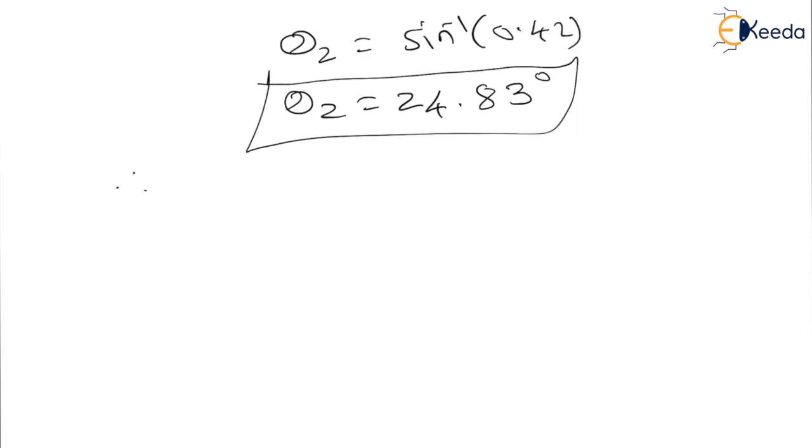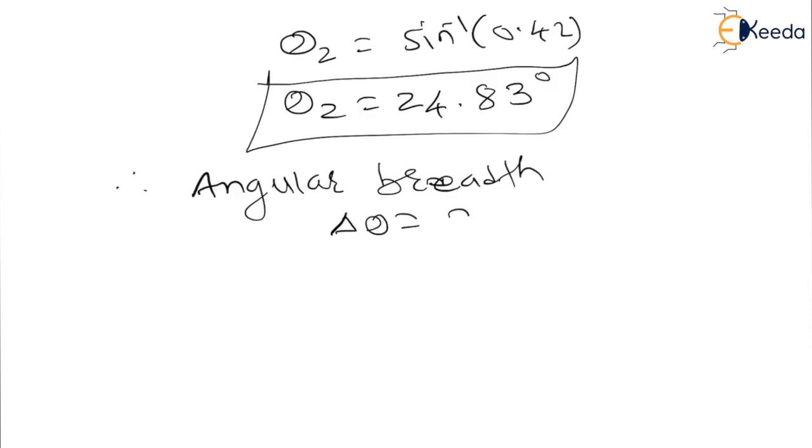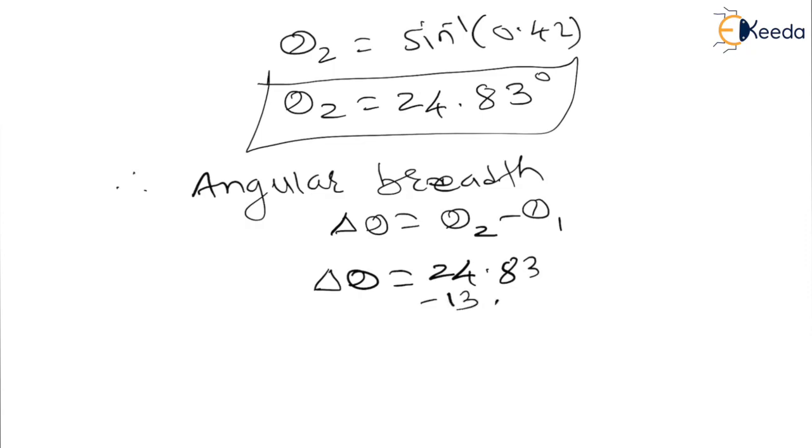Is it asked to find theta 1 and theta 2? No. It is asked to find the angular breadth. Therefore the angular breadth of the spectrum, delta theta, will be theta 2 minus theta 1. So delta theta would be 24.83 minus theta 1, which was 13.88. And if you solve this, you will have the answer: 10.95 degrees.